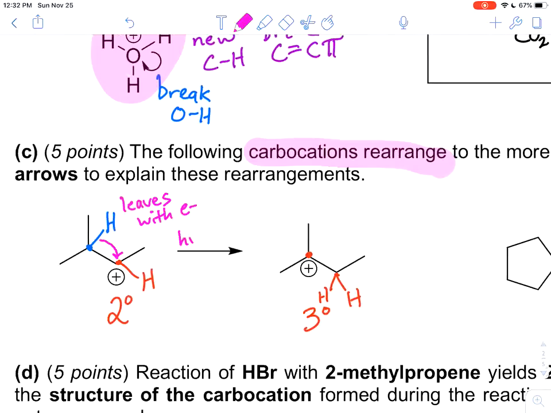And we call this a hydride shift. Good thing to remember that a hydride is an H- ion. It doesn't really exist on its own, but that's essentially what's moving: the hydrogen with its 2 electrons.